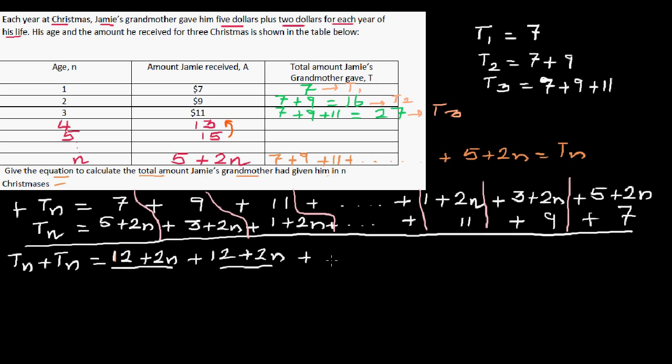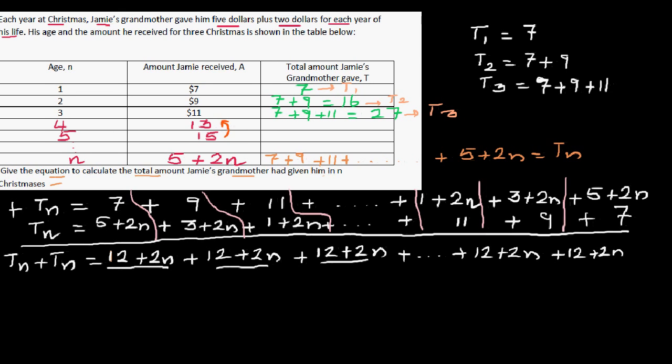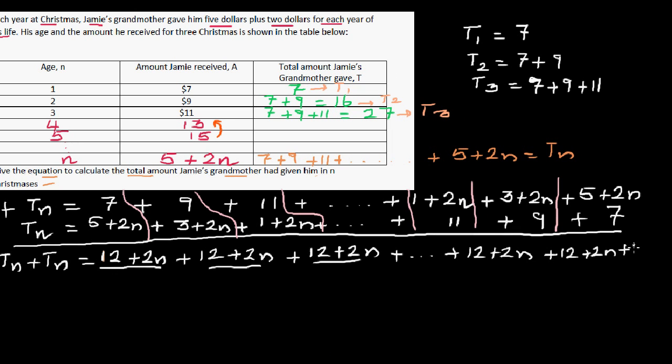Plus this is 11 plus 1, which is 12 plus 2n. Plus, dot, dot, dot. And if you look here, this will again be 11 plus 1, which is 12 plus 2n. And this would again be 12 plus 2n. Plus 12 plus 2n. So how many lots of 12 plus 2n do you have? On the left-hand side, Tn plus Tn is 2 times Tn.